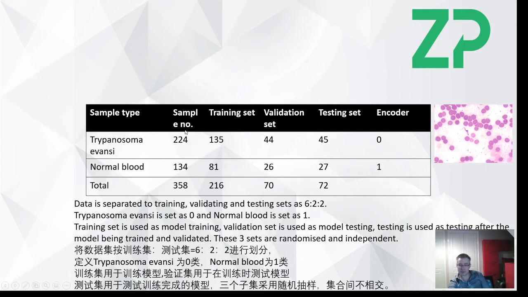It's really good because our collaborator has given us something like 358 samples, 224 with the parasite and 134 without, and we created a training set, a validation set, and a testing set. If there's a parasite in there, we call it 0, and if it's not got a parasite, it's normal, we call it 1.